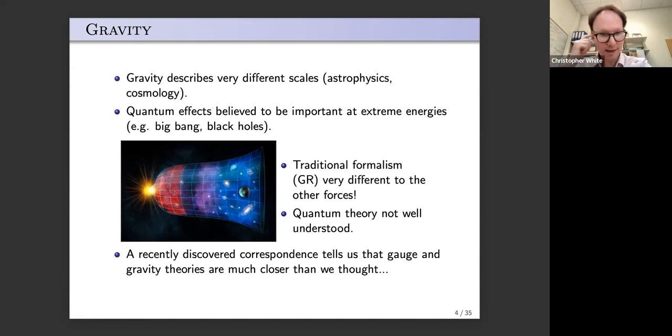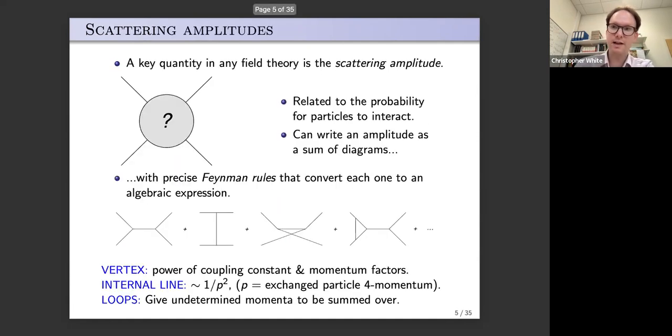Now, what's happened in the last 10 years or so is that we have a recently discovered correspondence that tells us that gauge and gravity theories are actually much closer, perhaps, than we previously thought. Now, this itself goes back to previous work in string theory, which you may have heard of, and as we'll see. But this new correspondence, anyway, is called the double copy. So it first arose in the study of scattering amplitudes. A key quantity in any field theory, as I've written here, is the scattering amplitude. For those that don't work on this every day, typically in an experiment or something, we have some particles coming in and some particles going out. And in a quantum theory, we can only say what is the probability for that to happen.